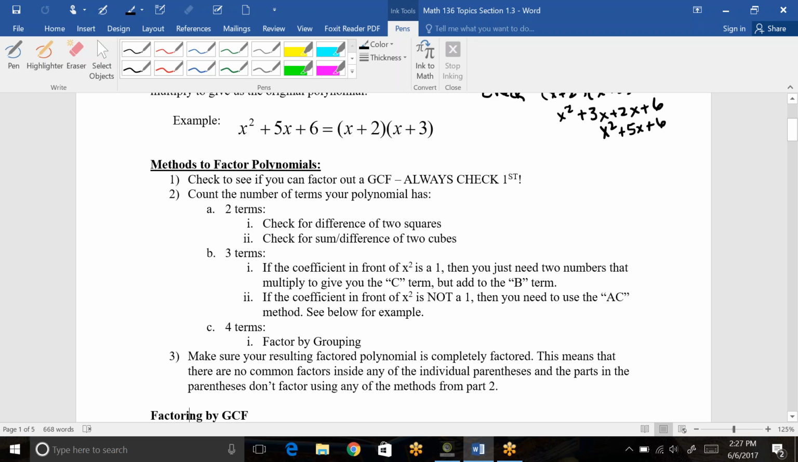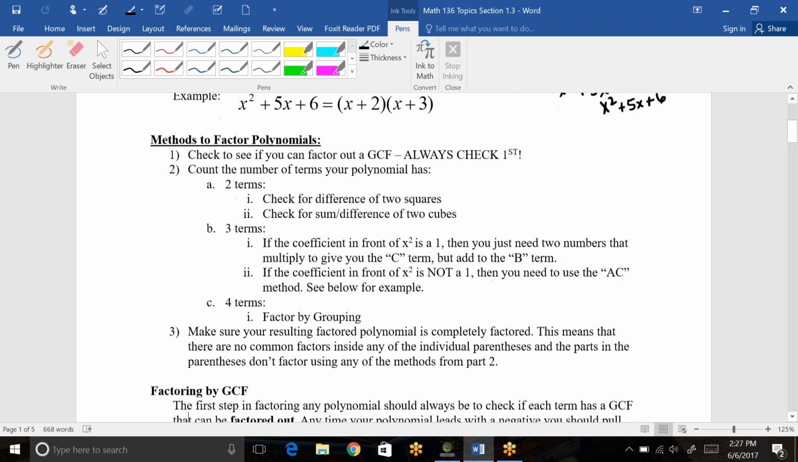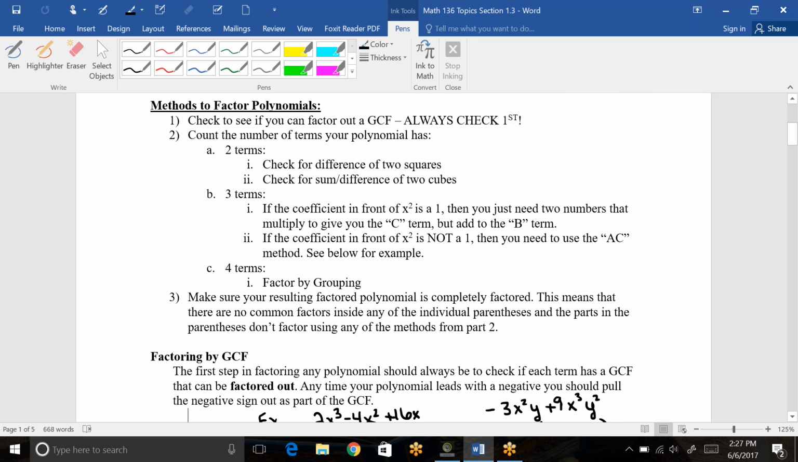And if you have 4 terms, you want to try factor by grouping, which we will also show you in a minute. You want to make sure your resulting factored polynomial is completely factored. This means that there are no common factors inside any of the individual parentheses, and the parts in the parentheses don't factor any further using any of the methods from above.